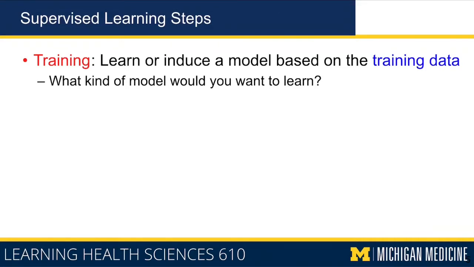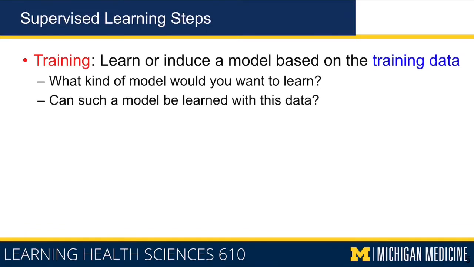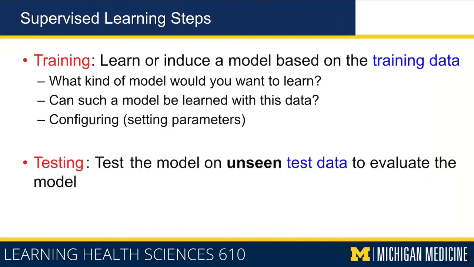So the steps involve learning and inducing a model based on training data during the training phase, which means you need to answer these questions. What kind of model do you want to learn? Is it a linear model? Is it a circle around the points, and so on? Can you learn such a model? Does your data have enough variation to be able to learn such a model? For example, is it linearly separable or not, which means can you actually learn a line that will separate the positive points from the negative points? And how do you set the parameters?